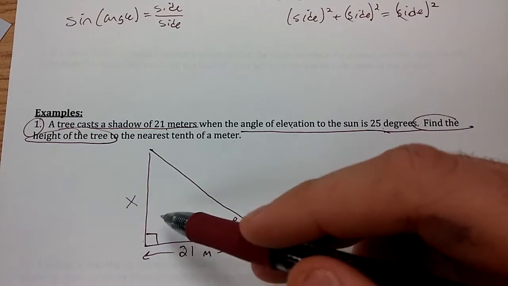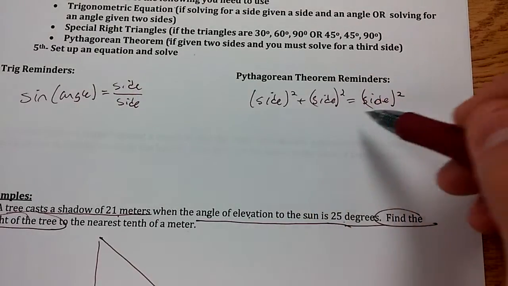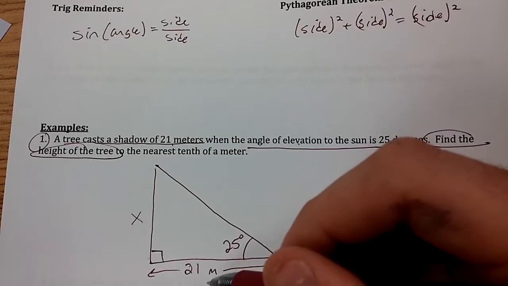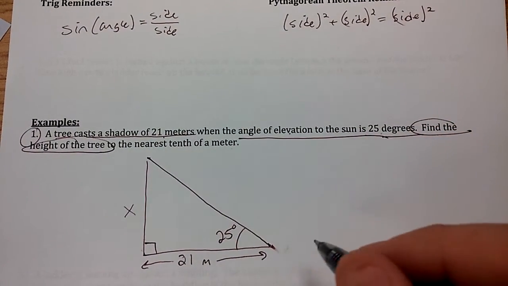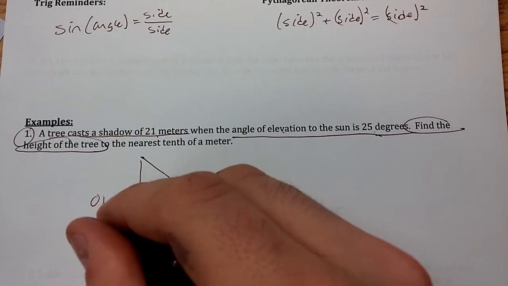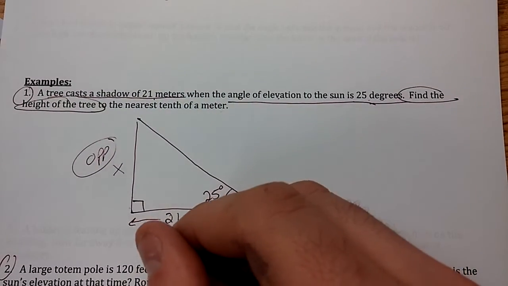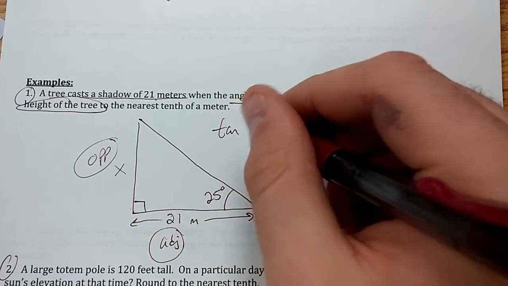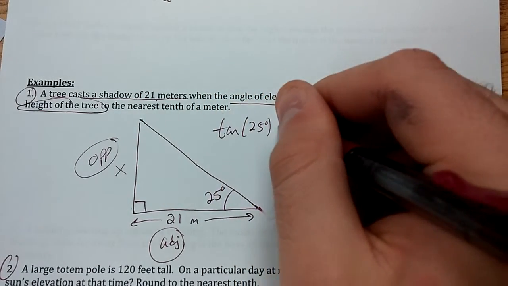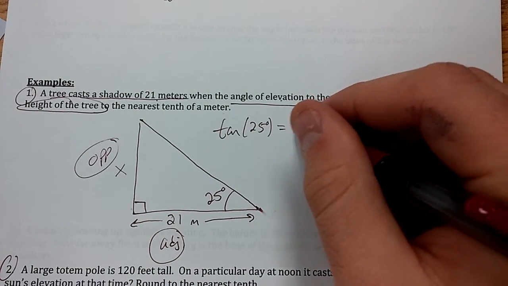It should be clear at this point that we're going to have to use trigonometry because the Pythagorean theorem involves three side lengths, and we only have one here. So we'll solve for a side, given an angle. The x is the opposite side length. 21 will be the adjacent. Therefore, we have to choose tangent of 25 degrees is equal to opposite over adjacent.